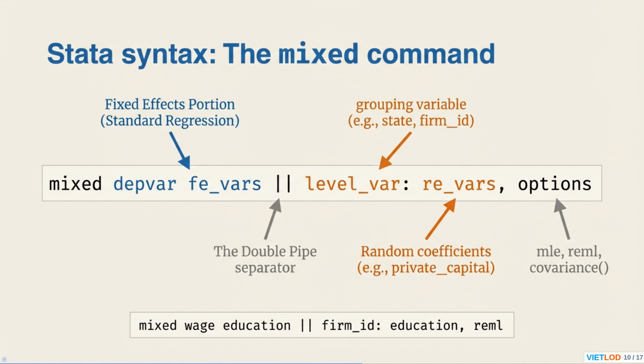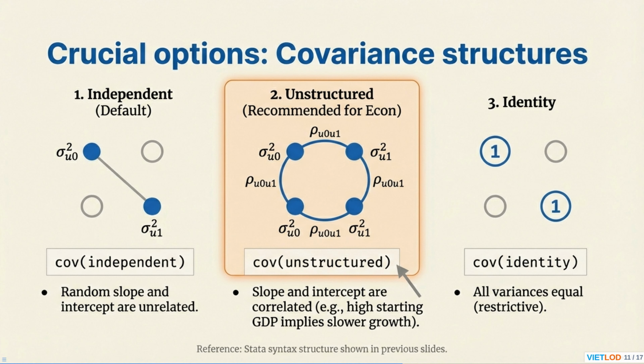Finally, you can add various options, like mle or reml to choose your estimation method, or covariance to specify the random effect structure. For instance, the example mixed wage education, double pipe, firm ID, colon, education, reml, models wage as a function of education, allowing both the intercept and the slope of education to vary by firm ID, estimated using restricted maximum likelihood.